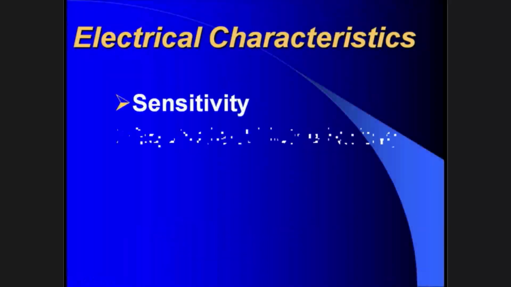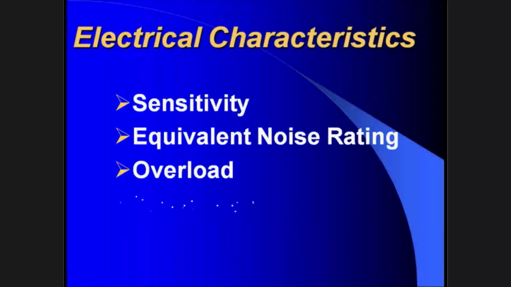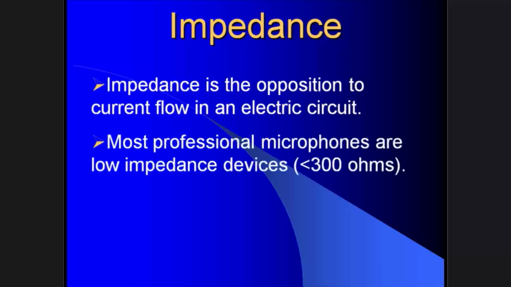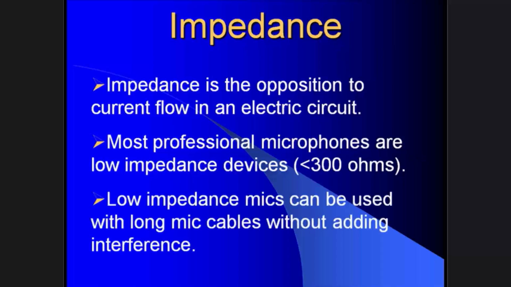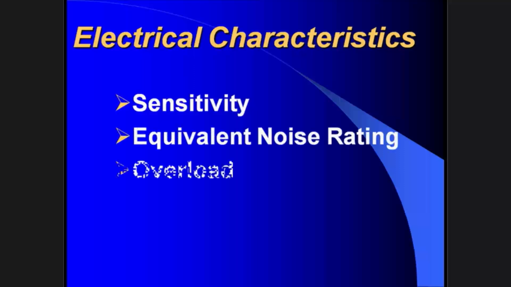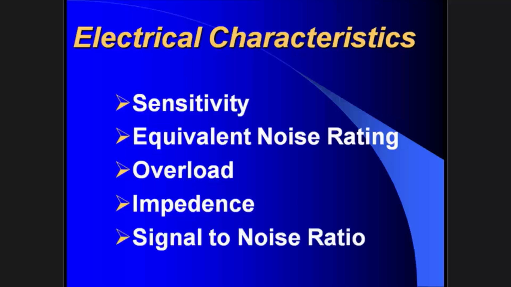Okay, sensitivity, equivalent noise rating, overload, impedance. Impedance is the total opposition to current flowing in an electric circuit. Most professional mics are low impedance devices. One of the advantages of low impedances is you can use very long microphone cables without losing a lot of your signal. The electrical characteristics: sensitivity, equivalent noise rating, overload, impedance, and finally, signal-to-noise ratio.